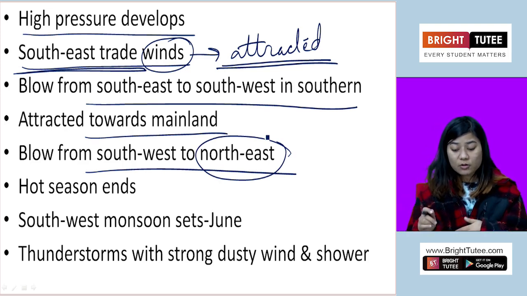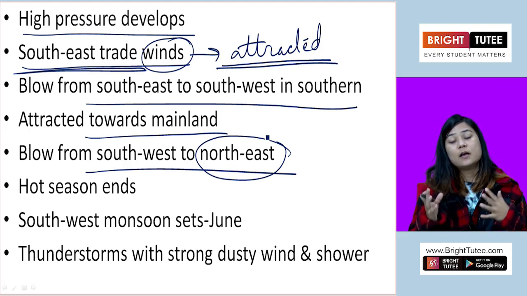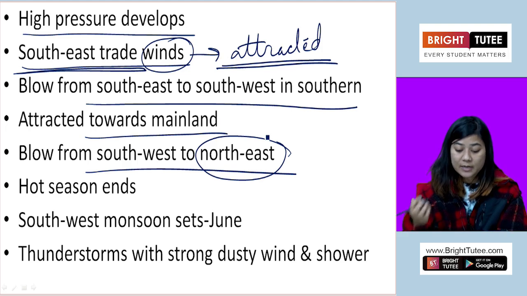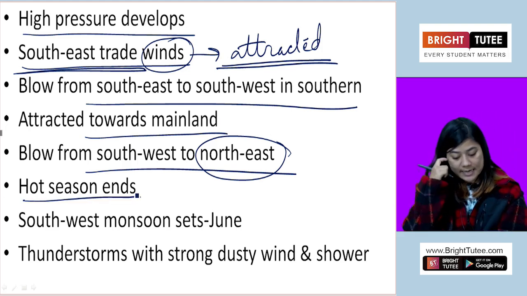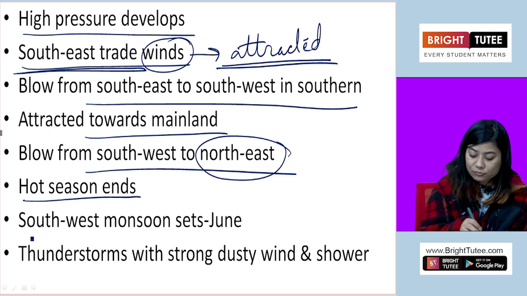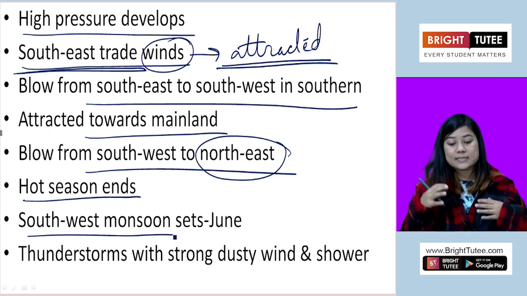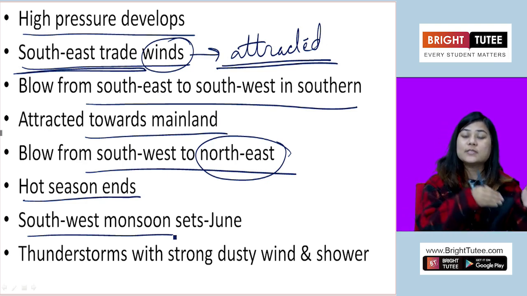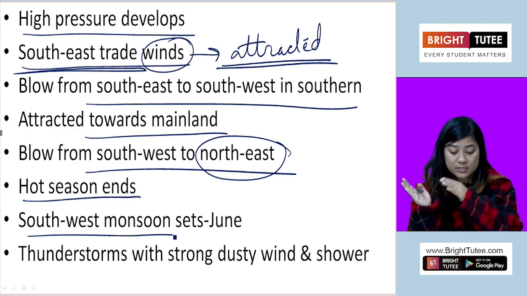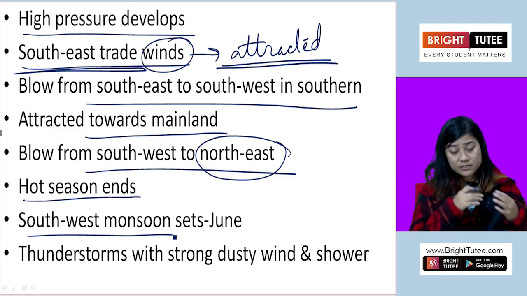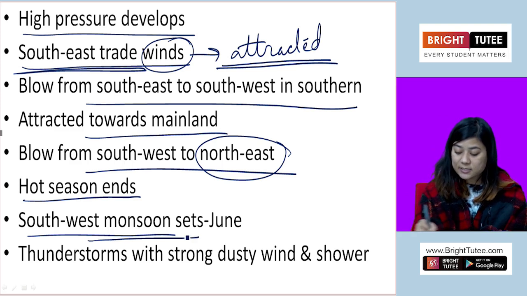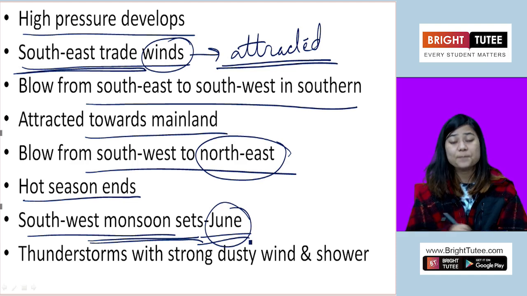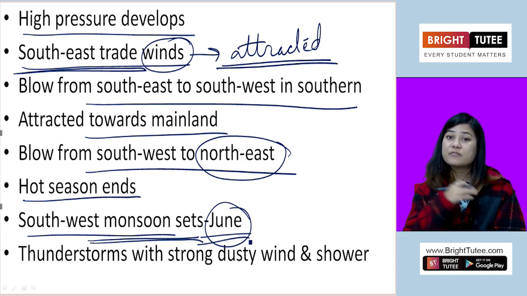Okay, so this happens during the summertime, during the hot weather season. Now when the hot weather season ends, the southwest monsoon, this southeast trade wind, which moved from southeast to southwest and then to northeast, sets the monsoon by the month of June in India. Okay, that means it brings rain.